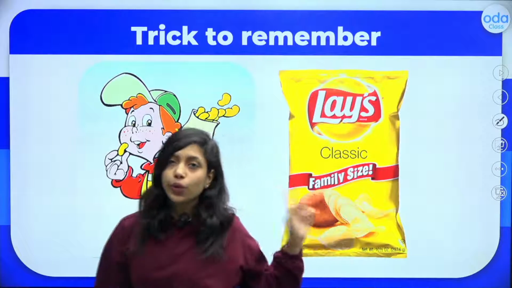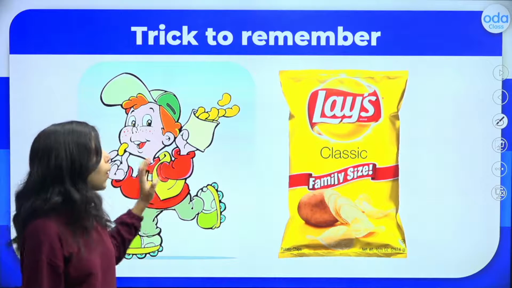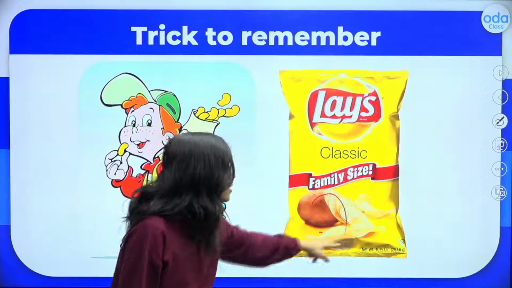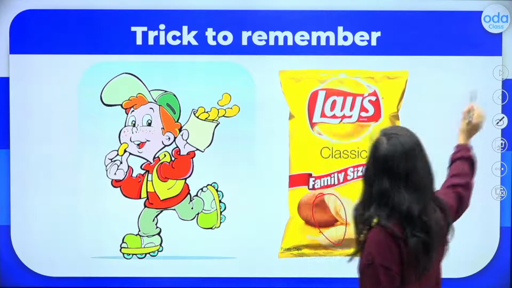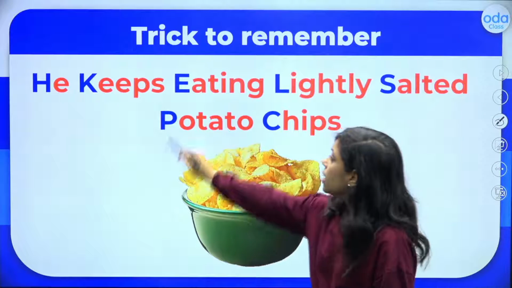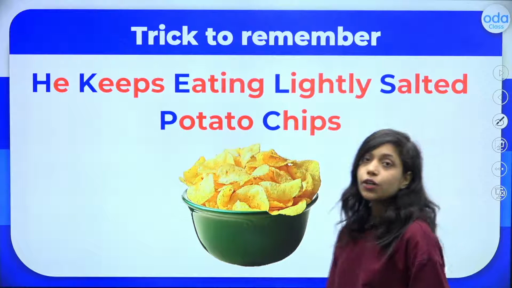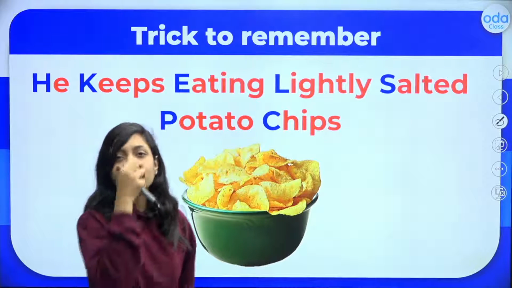What is this boy doing? So you have chips and a boy eating chips. And which chips is it? Of course it is potato chips. So based on this, there is one trick which you can easily use for remembering the types of energy. He keeps eating lightly salted potato chips, okay? He keeps eating lightly salted potato chips.